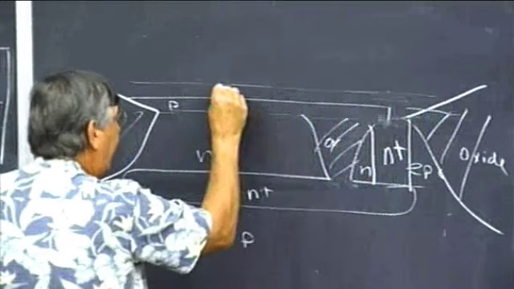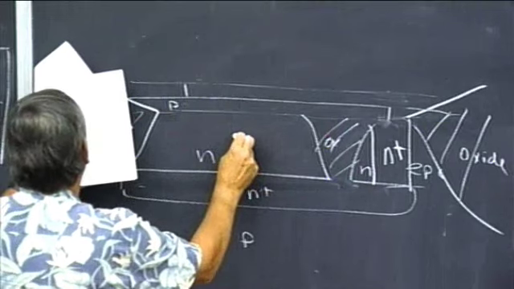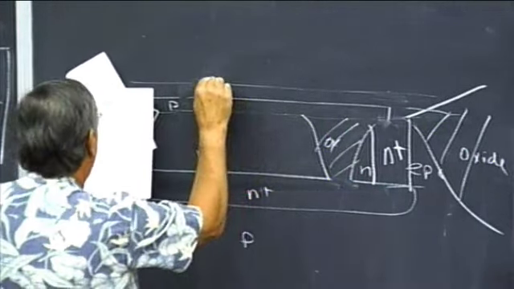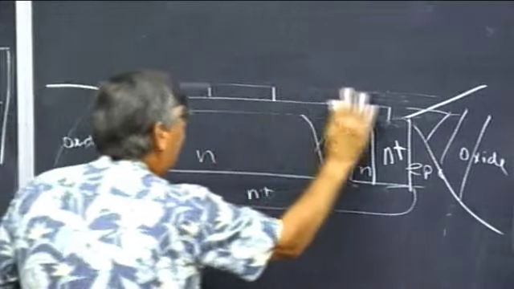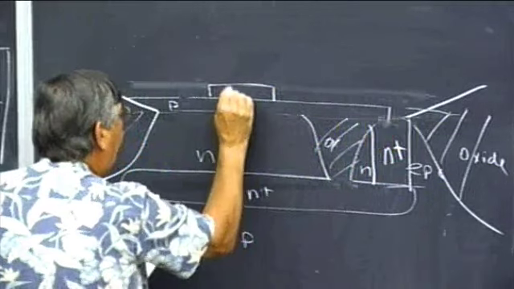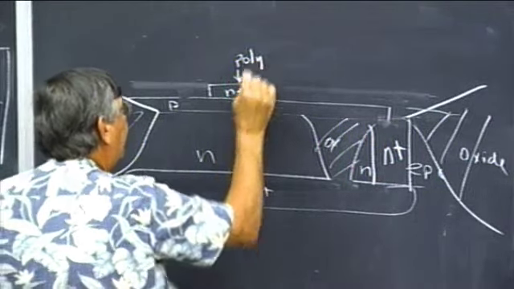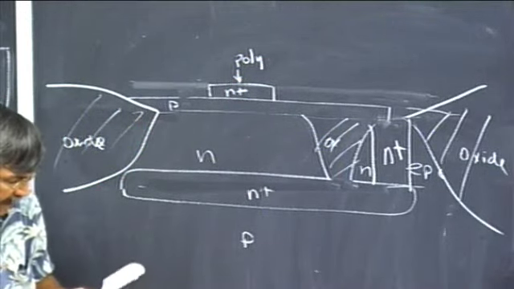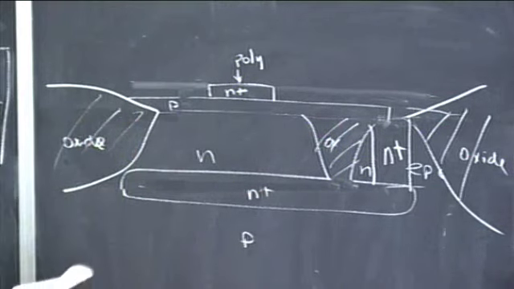I'm going to pattern it right over here somewhere. Let me see if I can get my geometry right. I'm going to pattern it, I don't know, somewhere in the middle. And then I'm going to remove the poly everywhere except for here. So this is N+ polycrystalline. It's going to form the emitter, but it's going to do it in a special way. Now the next part is the important part. I've patterned this to form the emitter, and now I'm going to do a P+ implant, a heavily doped P-type implant.